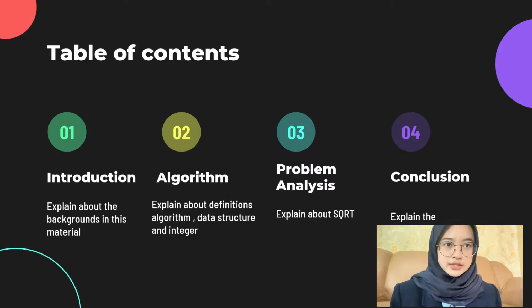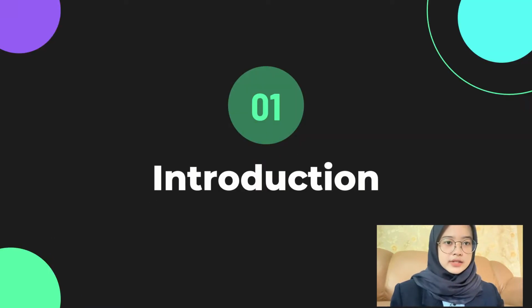First is introduction. It explains about the background in this material. The next is algorithm. It explains about definitions, algorithm, data structure, and integer. The third is problem analysis, and it explains about SQRT or square root. And the last is conclusion. It explains the conclusions in this material. First is introduction.